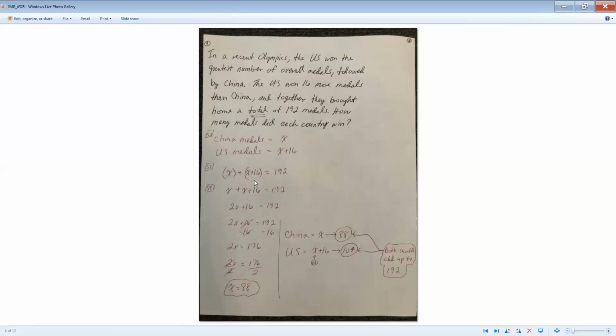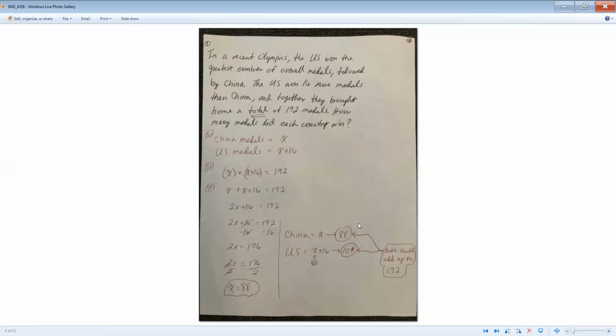x plus x plus 16 equal to 192. Remember, x is China, x plus 16 is US. Make sure you don't leave out an x or leave out any piece of the representation of each one of your unknowns. Combine your like terms, x plus x is 2x. 2x plus 16 equal to 192. Subtract 16, 2x is equal to 176. Divide by 2, x is equal to 88.